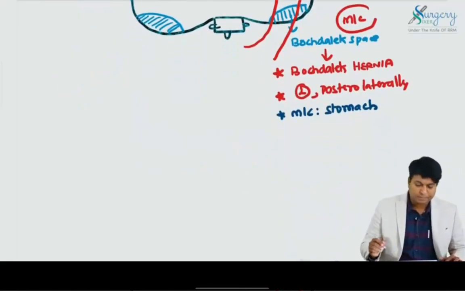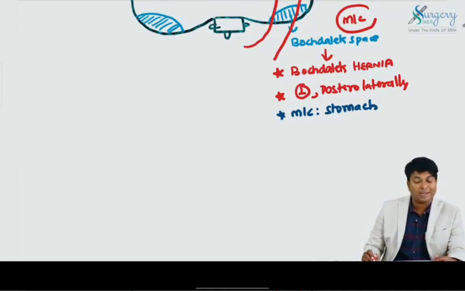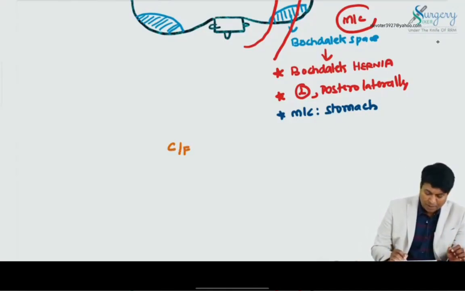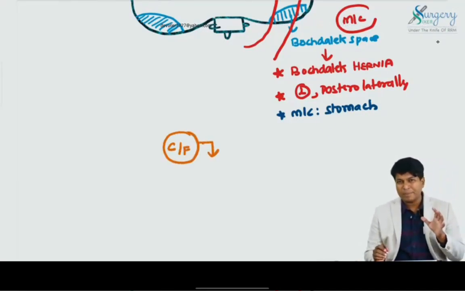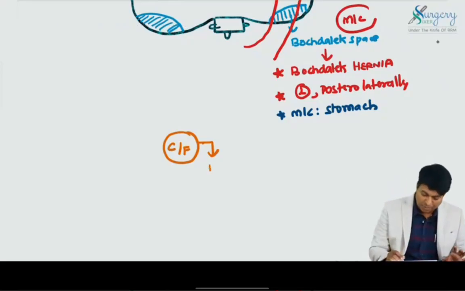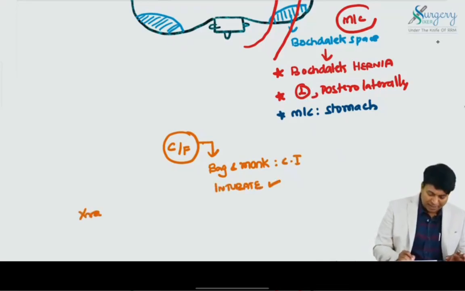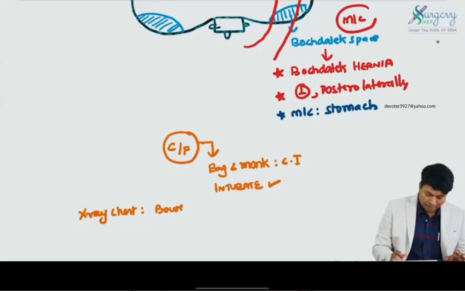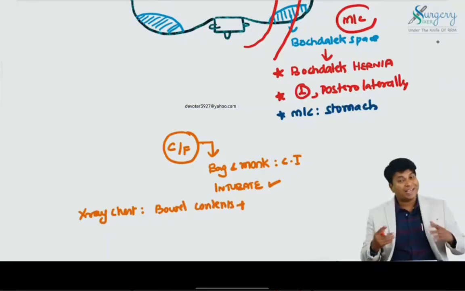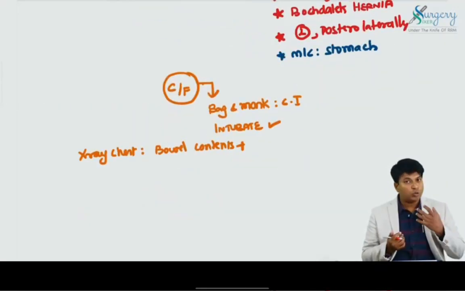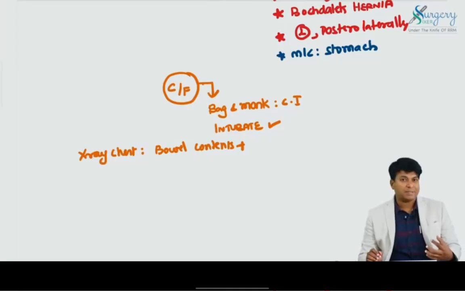Whatever the hernia, Bochdalek or Morgagni, the baby at birth presents with difficulty in breathing, and when you put on bag and mask ventilation, they will have more difficulty. So please remember, bag and mask ventilation is contraindicated. We should immediately intubate these babies. When you take an X-ray chest, we can see bowel contents in the chest. So immediately intubate and resuscitate the babies.